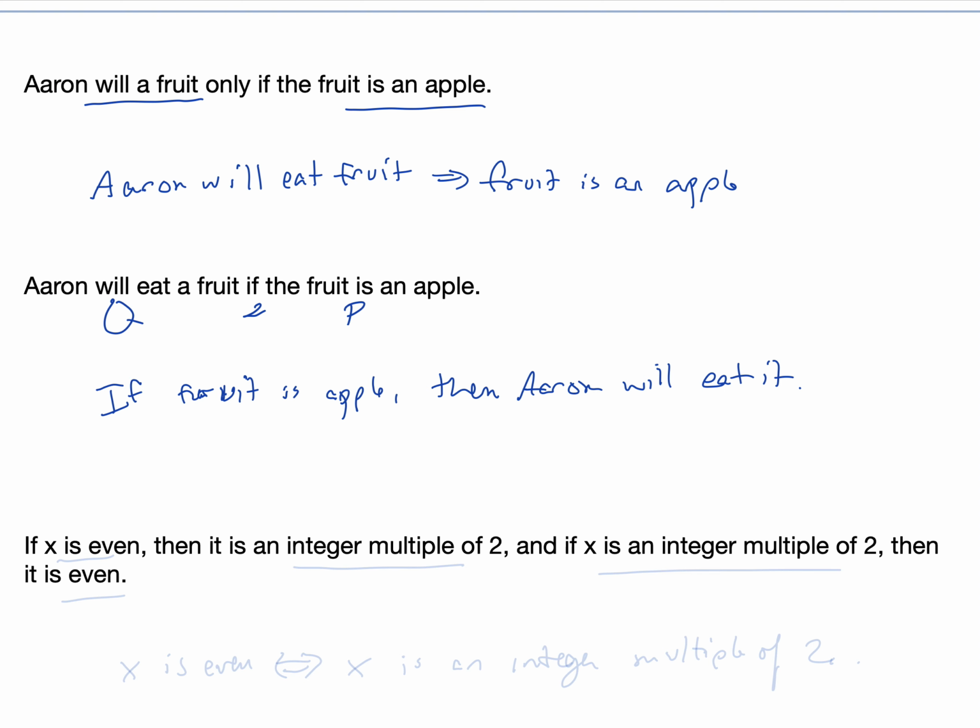Lastly, if x is even, then x is an integer multiple of 2. And if x is an integer multiple of 2, then it is even. So this is a long way of saying that this is an if and only if statement. If P holds, then Q holds, and if Q holds, then P holds. So in other words, x is even if and only if x is an integer multiple of 2.